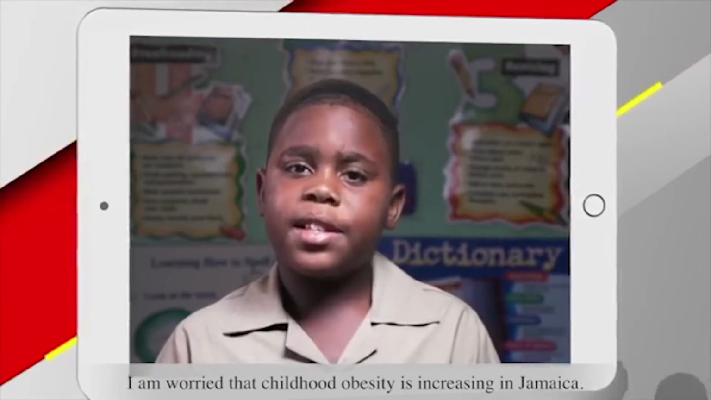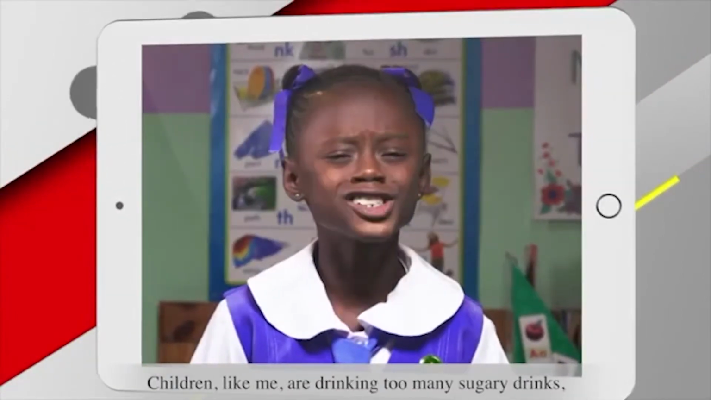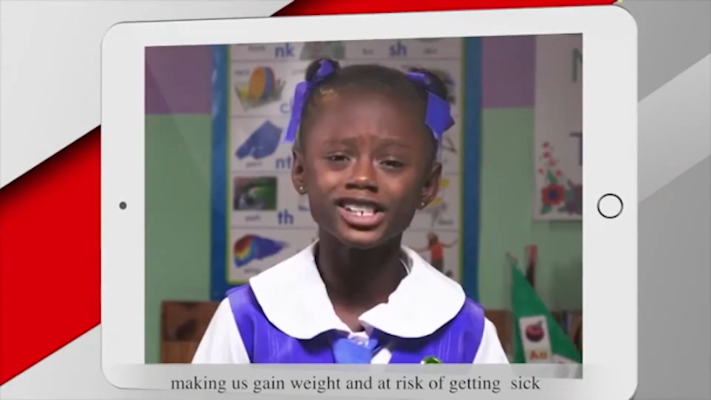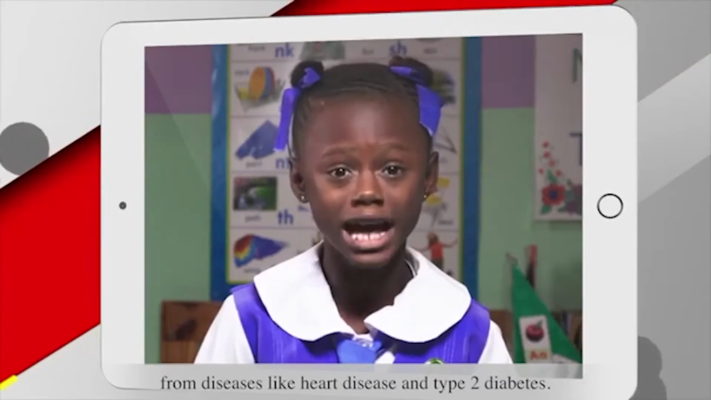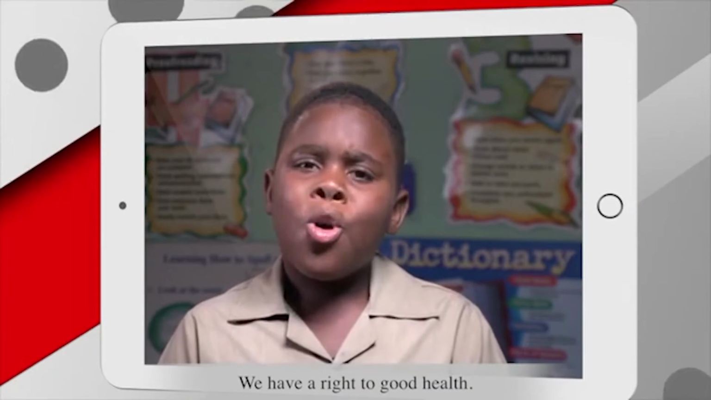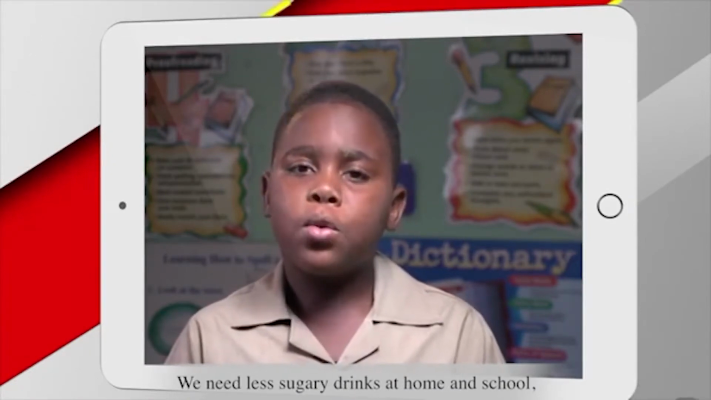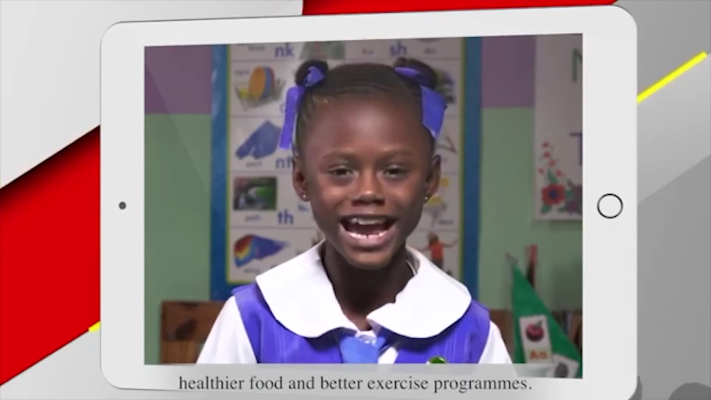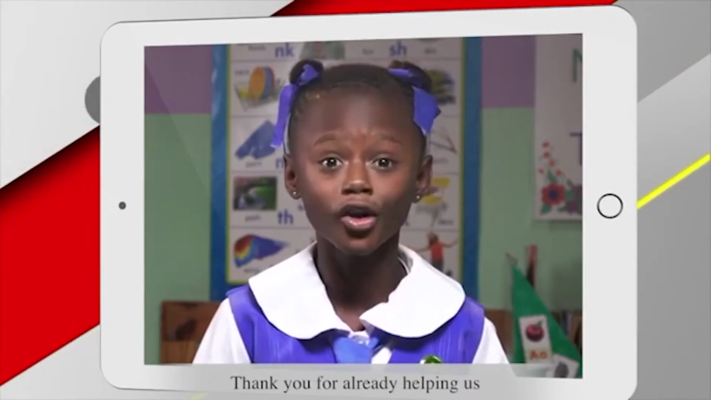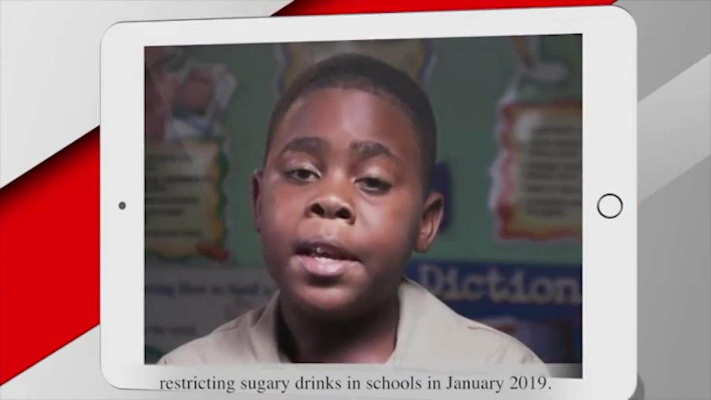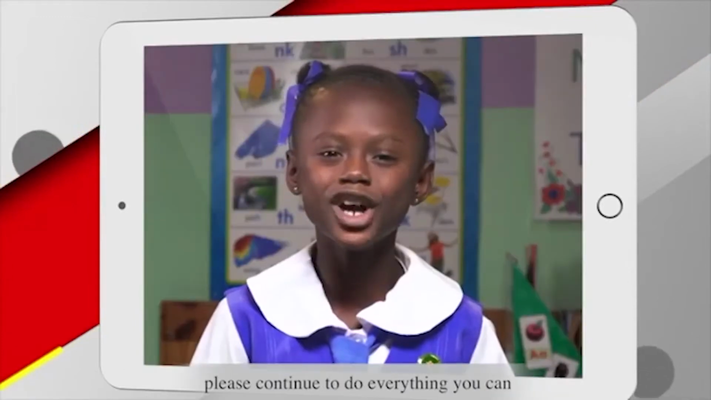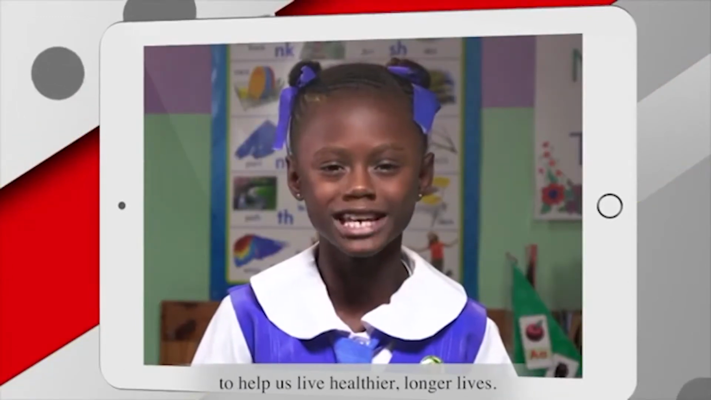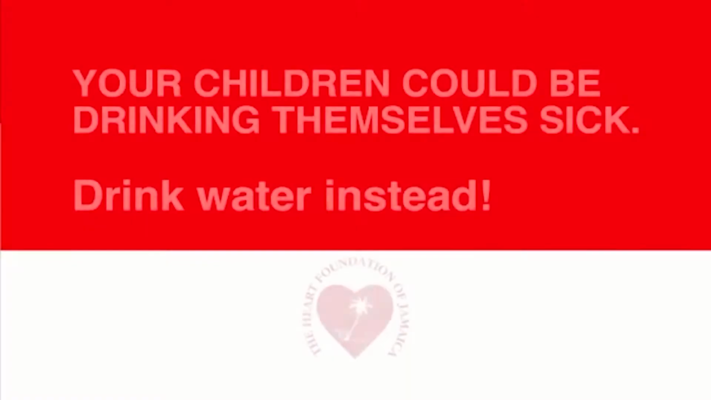Dear Prime Minister, I am worried that childhood obesity is increasing in Jamaica. Children like me are drinking too many sugary drinks, making us gain weight and at risk of getting sick from diseases like heart disease and type 2 diabetes. We have a right to good health. We need less sugar drinks at home and school. Healthier food and better exercise programs. Thank you for already helping us restricting sugary drinks in school in January 2019. We are Jamaica's future. Please continue to do everything you can to help us live healthier, longer lives.